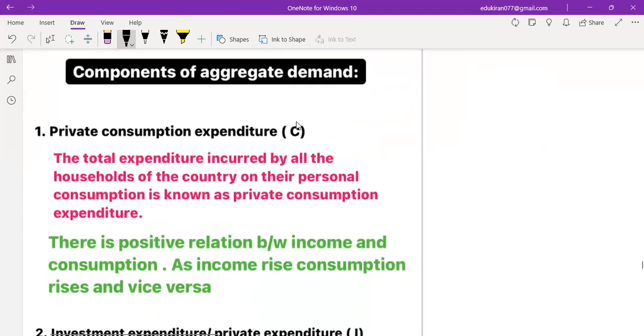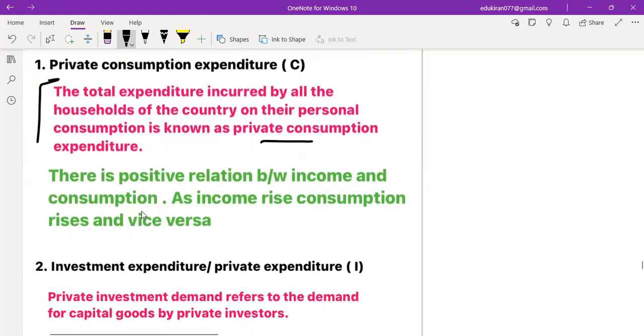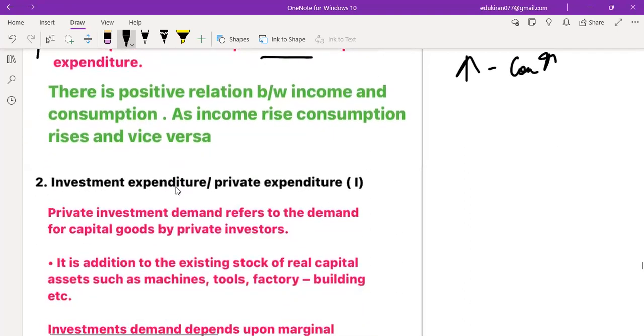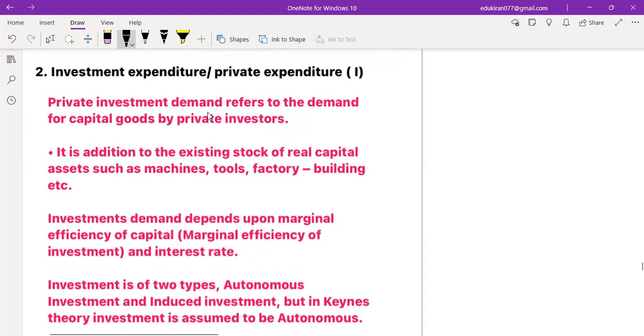Now, components of aggregate demand. First one is private consumption expenditure. The total expenditure incurred by all the households of a country on their personal consumption is known as private consumption expenditure. There is a positive relationship between income and consumption. If your income increases, then you will consume more. Second one is investment expenditure or private investment expenditure. Private investment demand refers to the demand for capital goods by private sector investors.